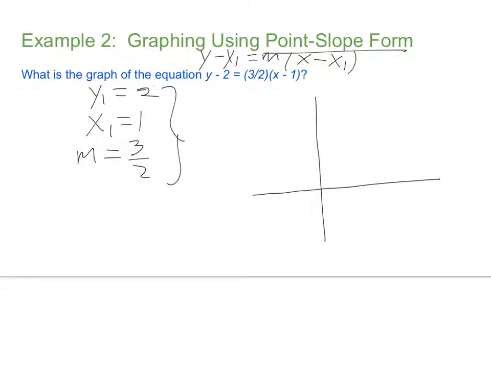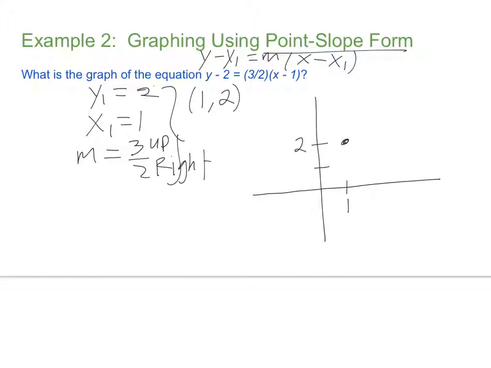And so looking at the coordinate that this gives us, which is x sub 1 is 1, y sub 1 is 2, I know that's going to be 1 on the x-axis and 2 on the y-axis. So there's my point, 1, 2. Next we look at slope, rise over run. So we're going to go up 3 and we're going to go right 2.